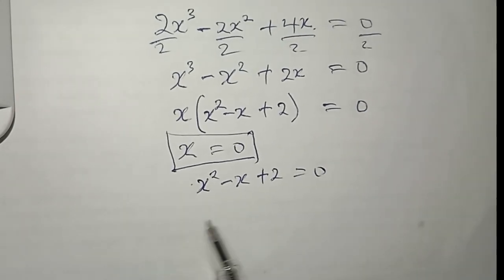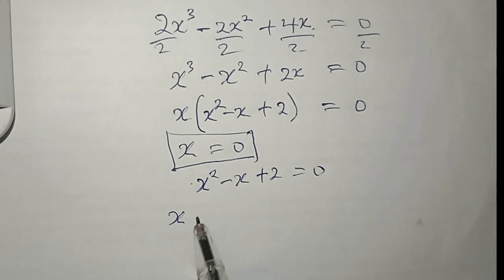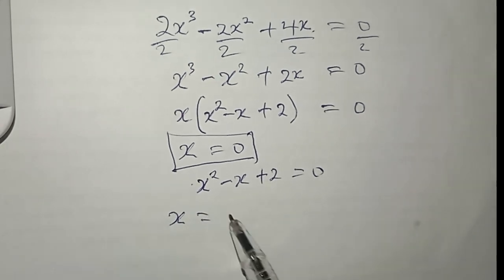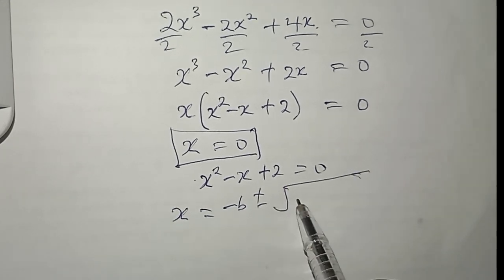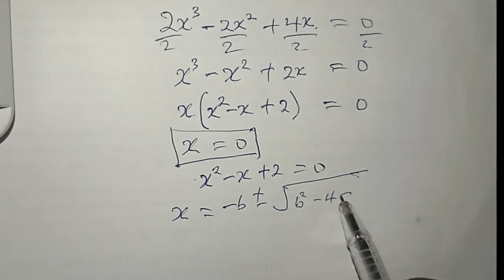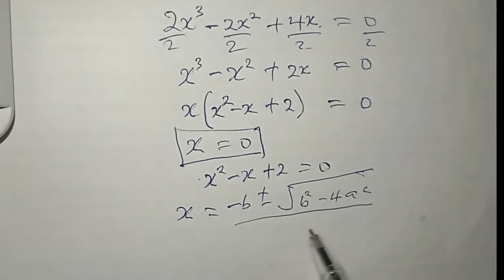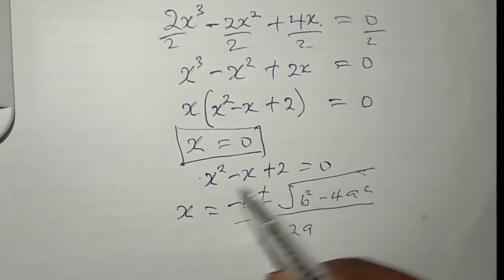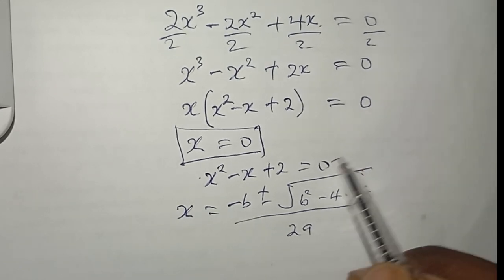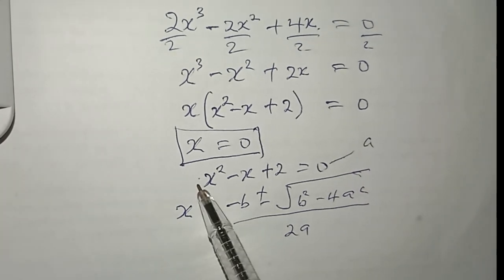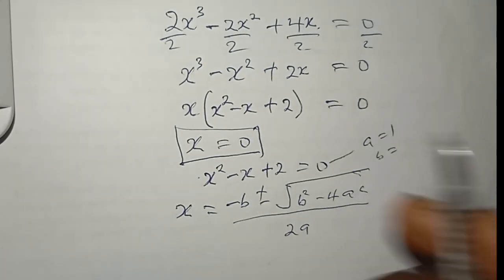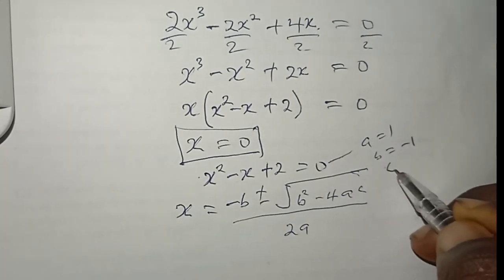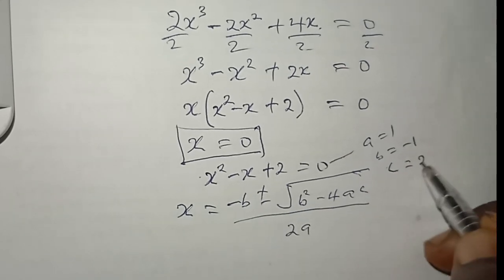Okay, so this is a quadratic equation. We can just go ahead to use the formula method. Of course, the formula method basically says that x is going to be minus b plus or minus the square root of b squared minus 4ac, and all divided by 2a. And so in this case, our a is the coefficient of x squared, which is equal to 1. Our b is going to be the coefficient of x, which is minus 1. And then our c is going to be the constant here, which is 2.